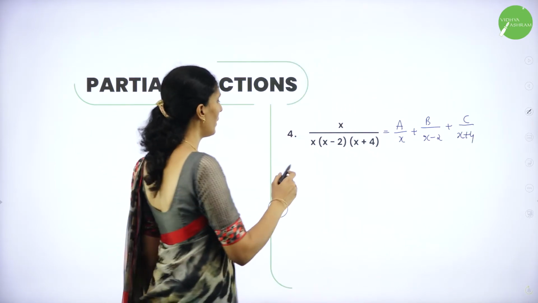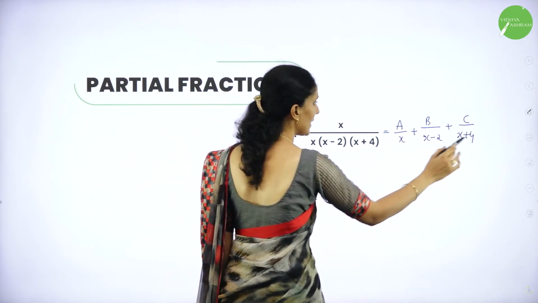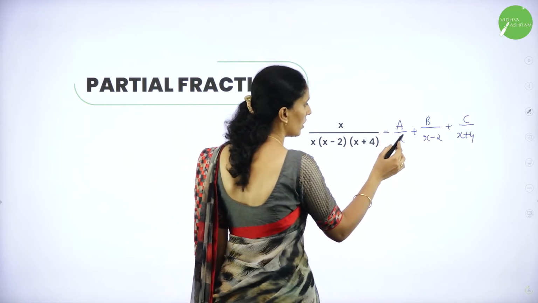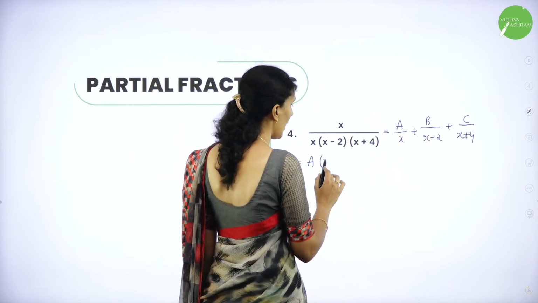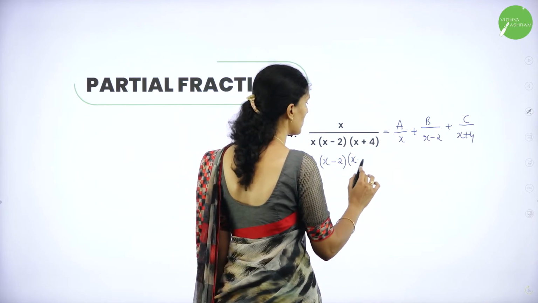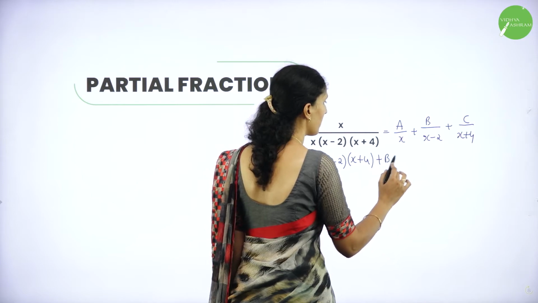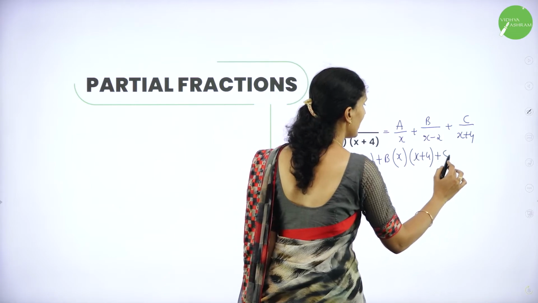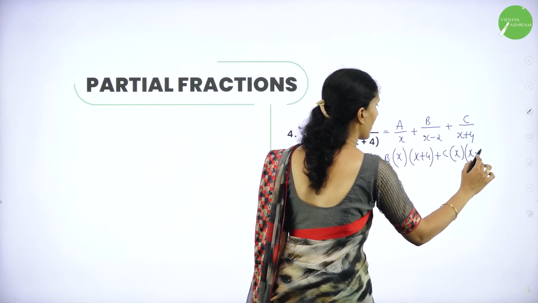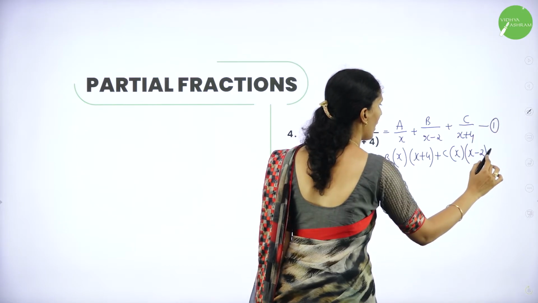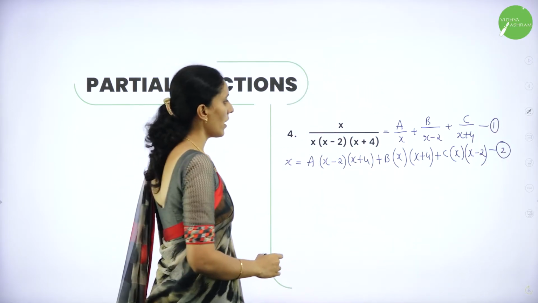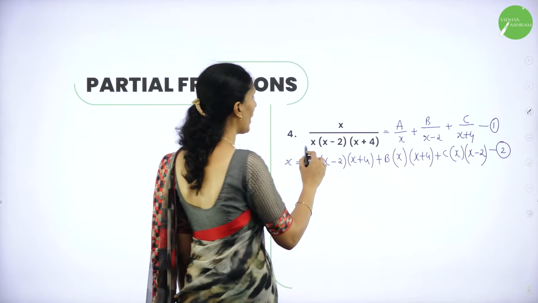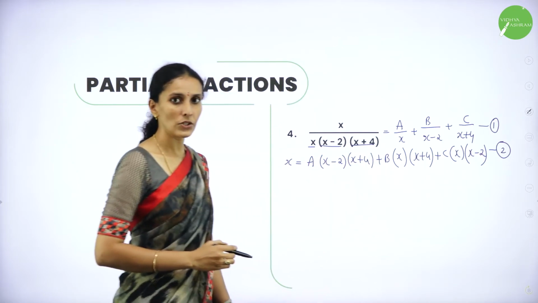So now I'll just equate the denominator, take the LCM and equate the numerator. So I'll get x is equal to A into x minus 2 into x plus 4 plus B x into x plus 4 plus C x into x minus 2. So take this as equation 1 and this as equation 2. So now, how to find the value of A, B, C? Just equate all the linear factors to 0.